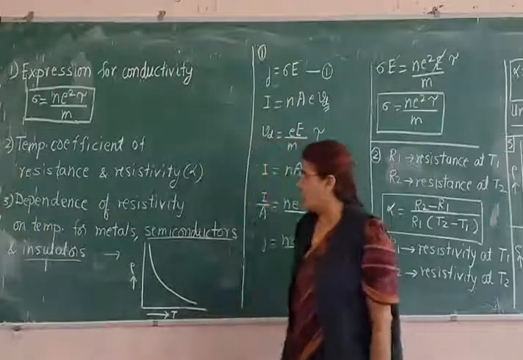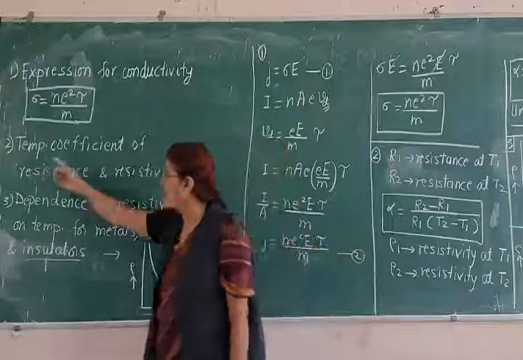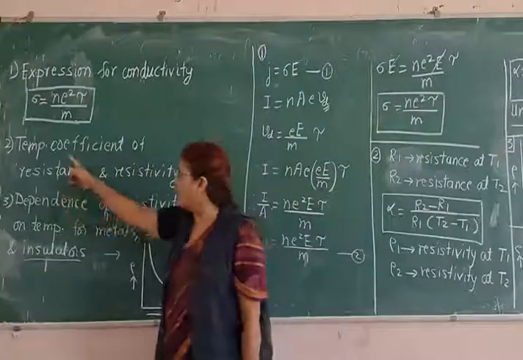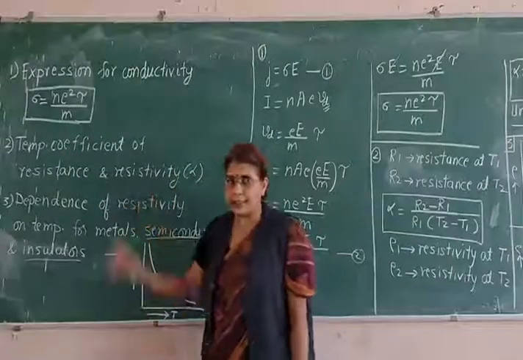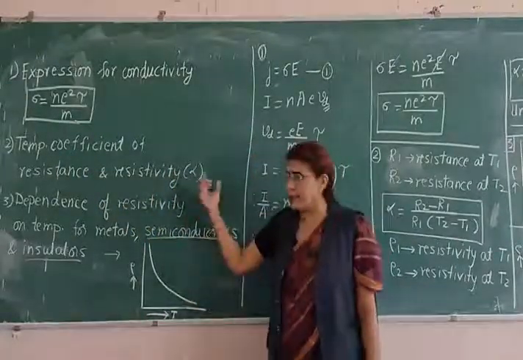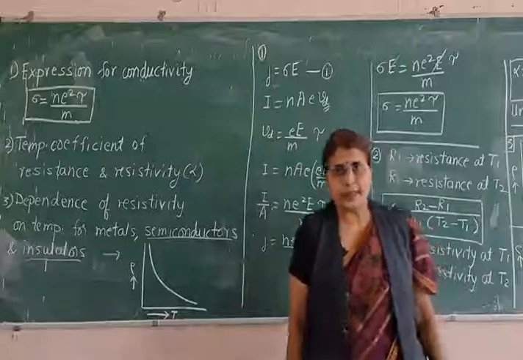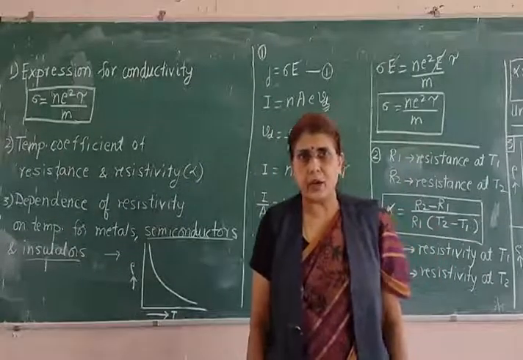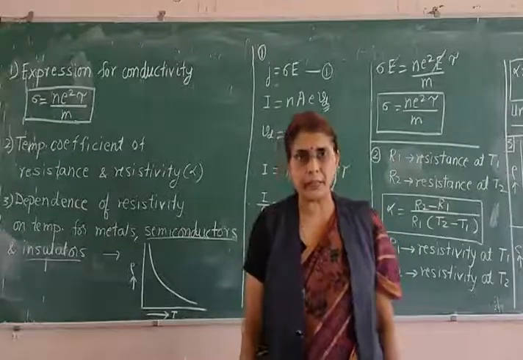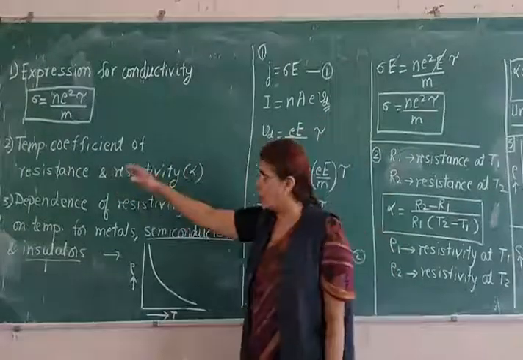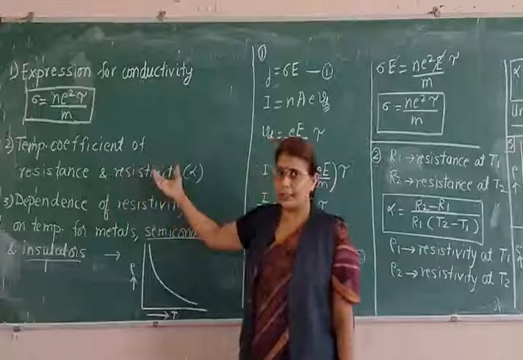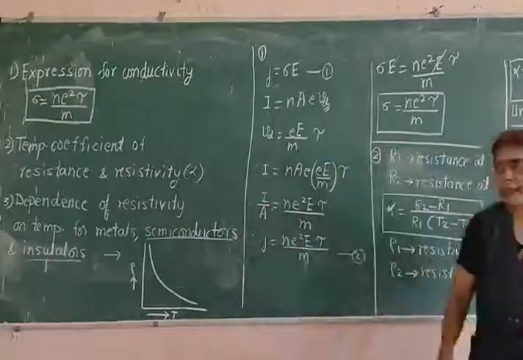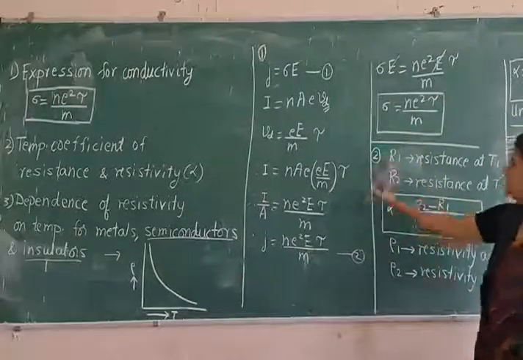Now let us come to two more definitions. We shall define the temperature coefficient of resistance and the temperature coefficient of resistivity. Let us denote it by the letter alpha. Last time I told you both resistance and resistivity depend on temperature. So if temperature changes, then resistance is going to change, and resistivity is also going to change. So let us take two variations.